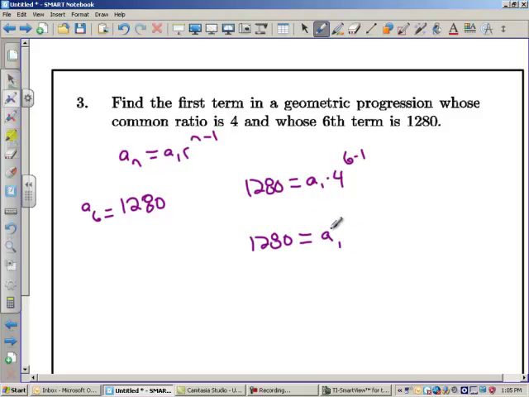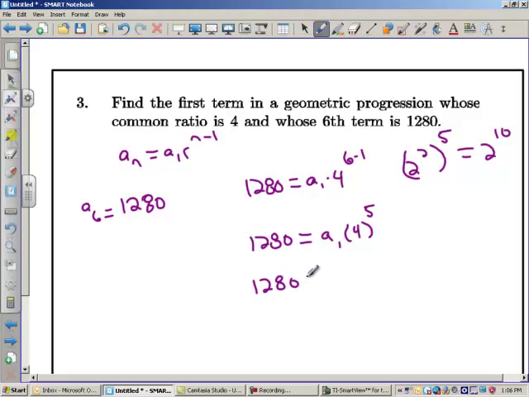So we have 1,280 equals a sub 1 times 4 to the 5th power. Now I happen to know that 4 is 2 squared. And so 2 squared to the 5th power is the same thing as 2 to the 10th, because when we take a power to a power, we multiply.